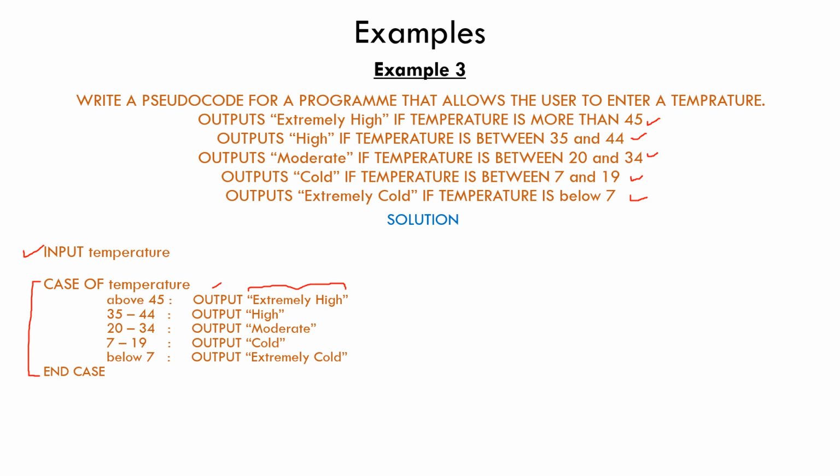If the temperature entered is between 35 and 44, you are going to get an output showing that the temperature is high. If you enter a temperature which is between 20 and 34, this will show a message that the temperature is moderate. If you enter a temperature which is between 7 and 19, it will display a message, cold, on your screen. If you enter the temperature and it is below 7, 6, 5, 4, 3, 2, 1, 0, negative values, anything, it is going to display a message that it is extremely cold. So this is how the case is going to work.